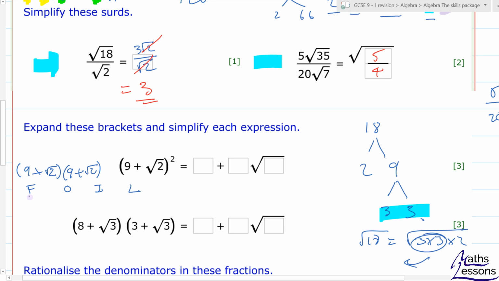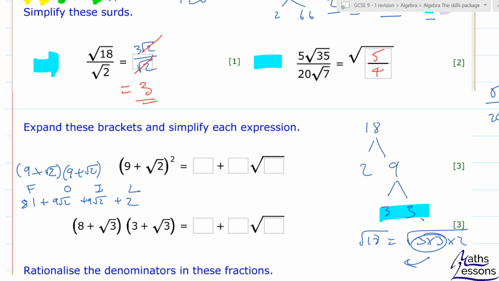So F stands for the first two things. 9 times 9 is 81. Outer two things, 9 times root 2 gives me 9 root 2. Root 2 times 9 is also 9 root 2. That's the inner two things. Then do the last two things together. I just get root 2 times root 2, which is 2.